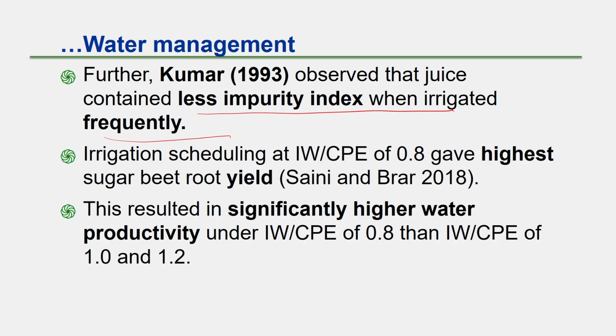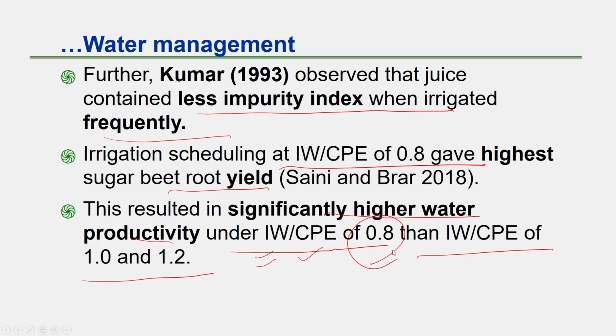Irrigation scheduling at IW/CPE ratio of 0.8 gave the highest sugar beet yield in this crop. This resulted in significantly higher water productivity under IW/CPE ratio of 0.8. IW is your irrigation water, CPE is your cumulative pan evaporation, compared with IW/CPE ratios of 1 and 1.2. So, therefore, this ratio was the best. At this ratio, irrigation should be applied in sugar beet.